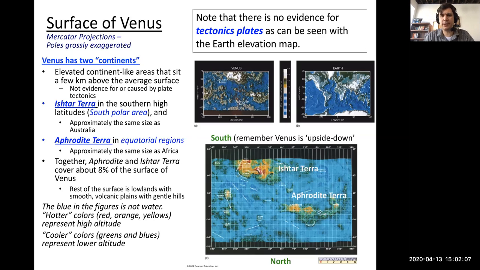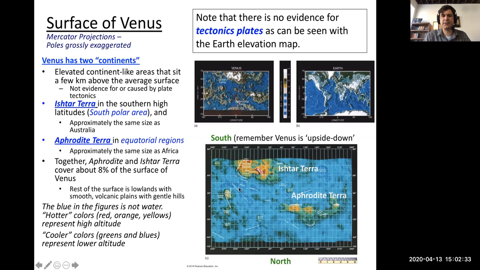So pretty big. It's a continent-sized object. And here we have the Aphrodite Terra here on the equator. I know it looks smaller here, but that's because Mercator projections accentuate the poles. The Aphrodite Terra here in the equatorial regions is about the same size as the entire continent of Africa. So both of them are continent sized, and they take up about 8% of all the Venusian surface.